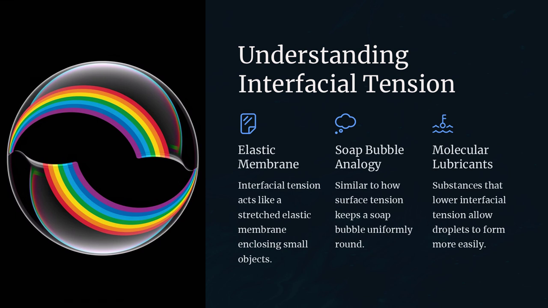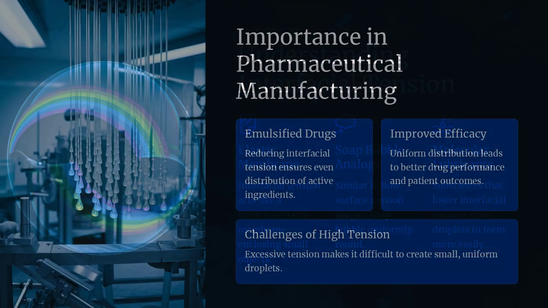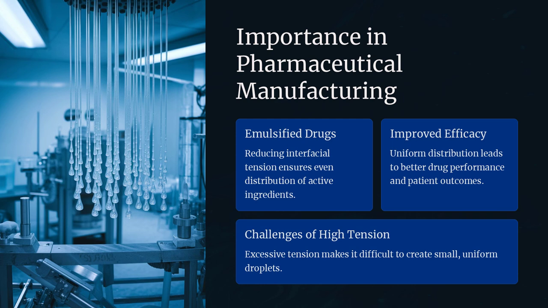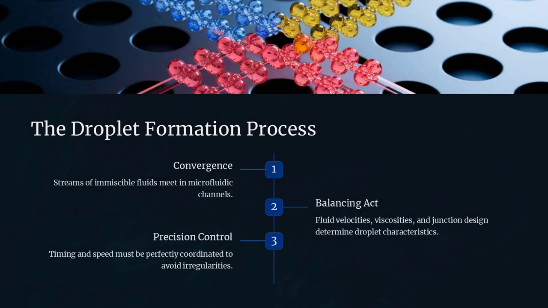For example, in a lab-on-a-chip device used for biochemical assays, maintaining the precise size and composition of each droplet can be the difference between a successful diagnostic test and a failed experiment. One might ask, what happens if these droplets become unstable? The answer is that instability can lead to coalescence, where droplets merge together and lose their discrete identity, undermining the precision required for processes such as targeted drug delivery or high-throughput screening.